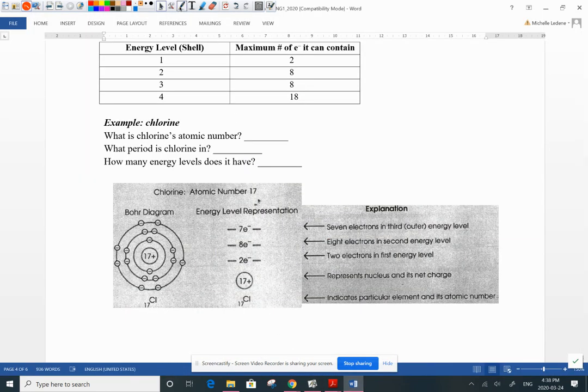Chlorine's atomic number is 17. That is the number of protons, also the number of electrons, because atoms are neutral. What period did we say it was in? 3. Well, that tells us how many energy levels it's going to have. So how do I draw out a Bohr diagram? Well, I start out with the number of protons in the nucleus, and that you get from your periodic table atomic number, so 17 protons. Then we know that it's going to have 3 energy levels.